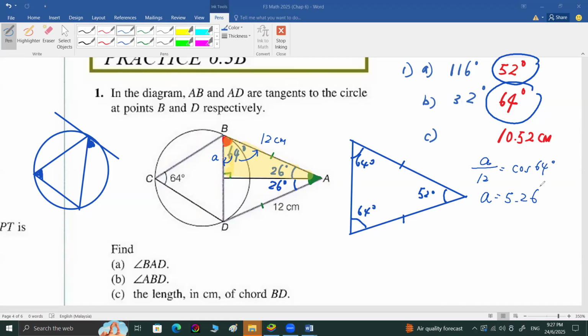Okay, 5.26. So class, to get BD, is it 2 times 5.26? Because these two are the same one, right? Okay, there you get 10.52 cm. Okay? Can follow so far, all of you?